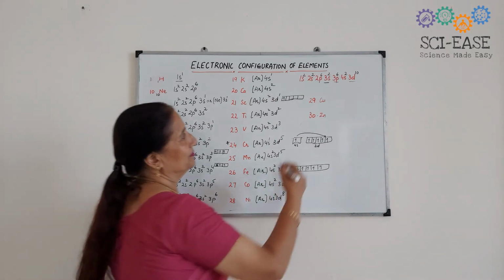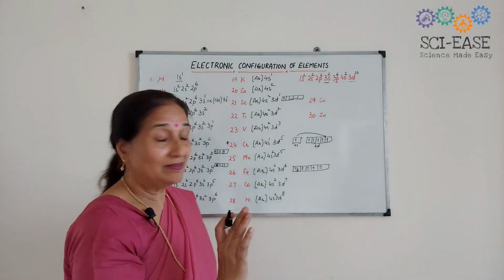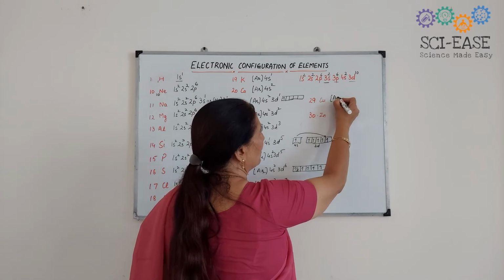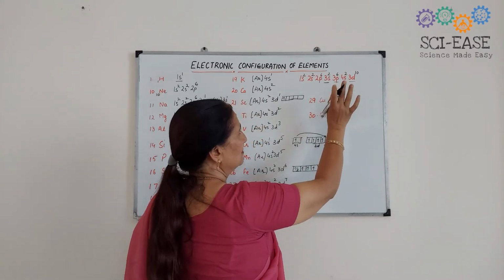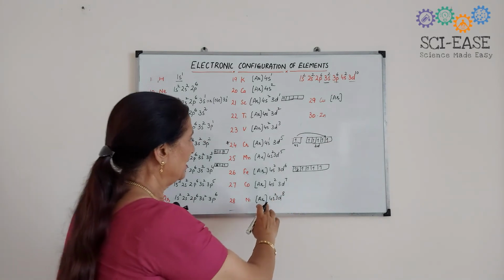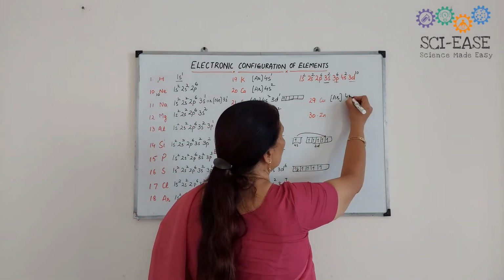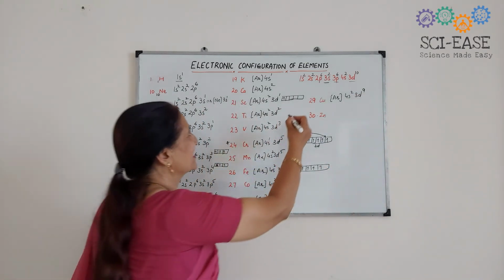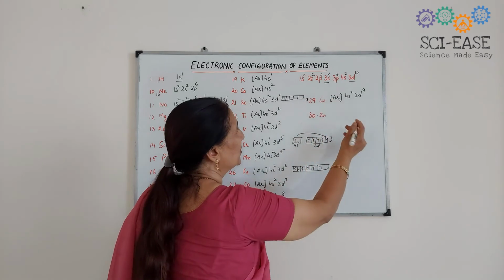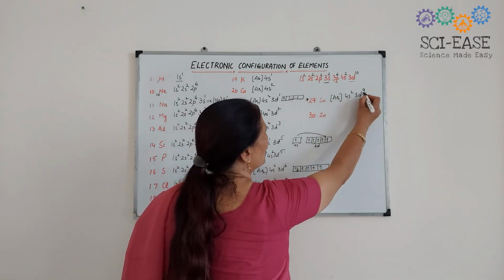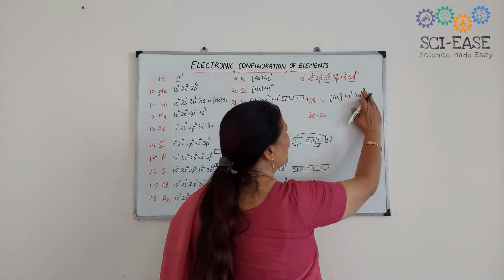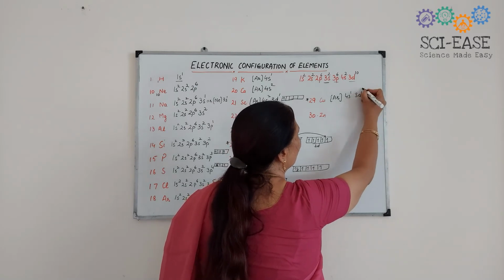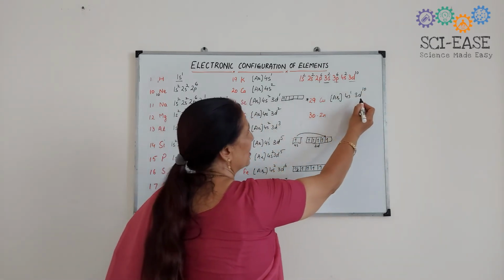Now come to copper. Copper, atomic number 29. Here again the configuration of argon up to 18 electrons. Now next is 4s2, 3d9. But again this is an exception. Here also this configuration is wrong. The right configuration is 4s1, 3d10.